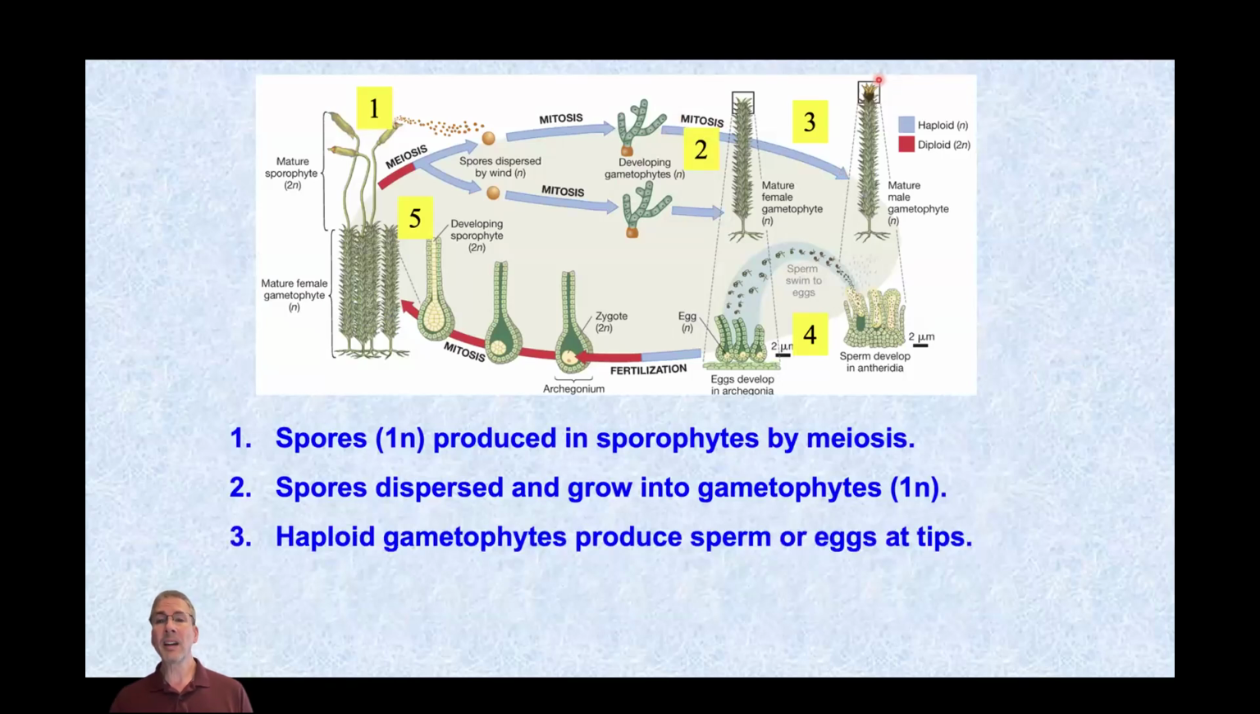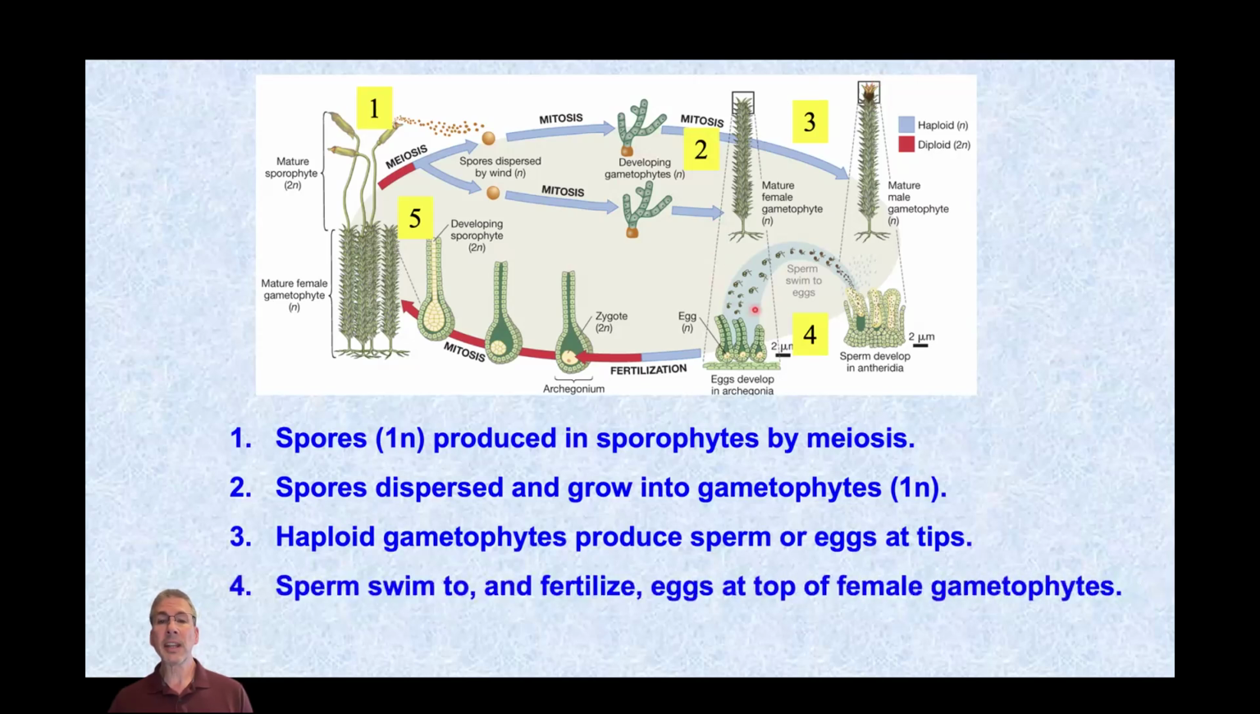And then if there's water present, rain or dew or whatever, then we can have fertilization taking place. So the sperm will actually swim to and fertilize eggs, again, located at the tip of a female gametophyte. Once fertilization takes place, we get a diploid zygote that grows into an embryo, which then grows into a new sporophyte, again at the tip of a female gametophyte, thus completing the life cycle. So that's the basic life cycle of mosses.